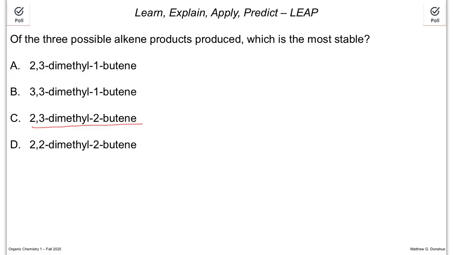So when you have to convert a name into a structure, really what you want to do is find the parent. So there's 4 carbons in the parent, and it says the alkene starts at position 2. And then from there, you want to add in the substituents. So at the 2 and the 3 positions are methyl groups. So that's how you want to move back and forth that way.